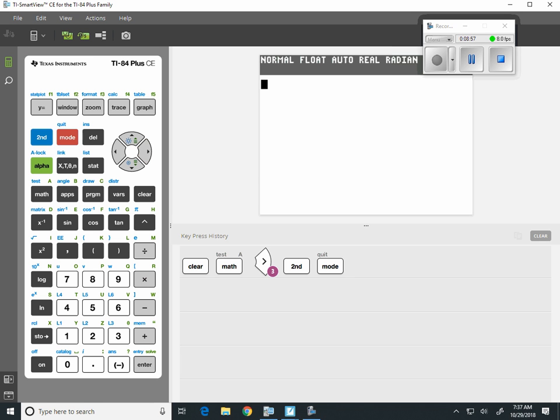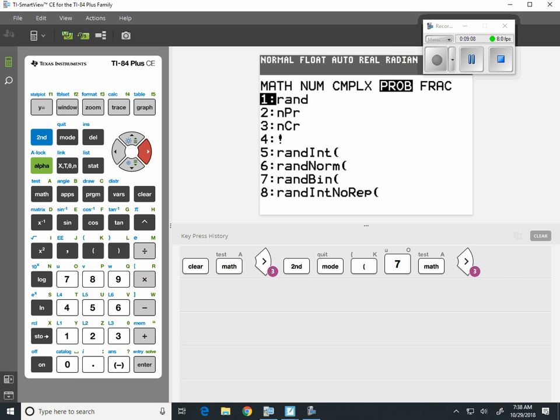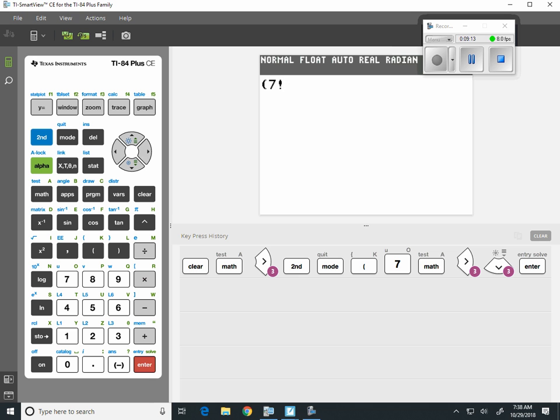So I'm going to go out of that. Now I want 7. I'm going to put my 7 in parentheses because I'm talking fraction here. So I'm going to do 7 factorial. So math, over to probability, down to number 4, and that will give me that exclamation point. So there's my numerator.